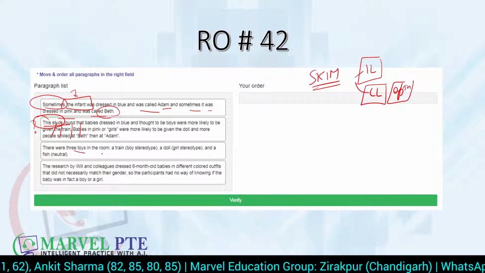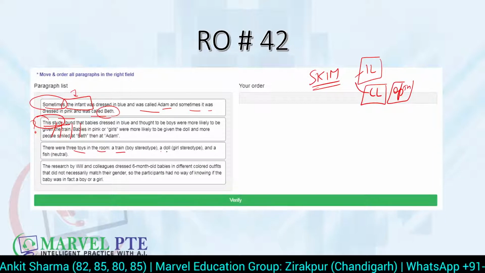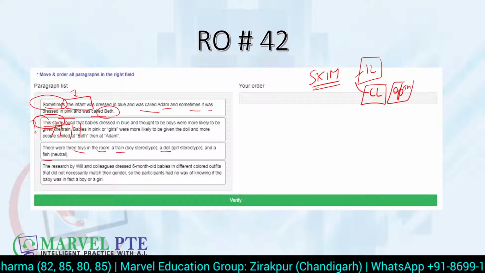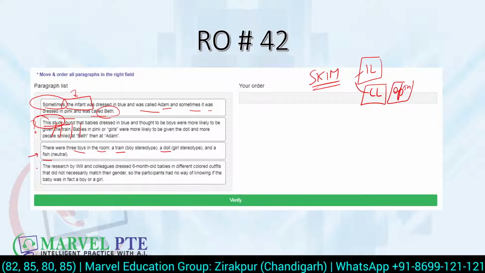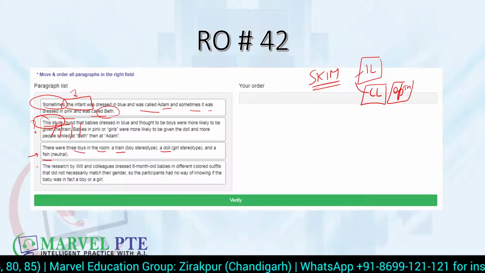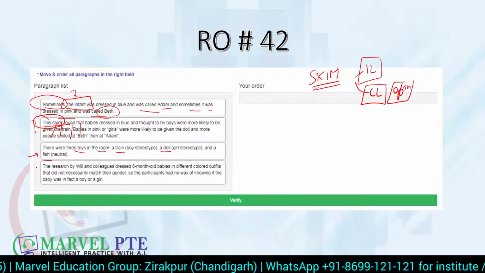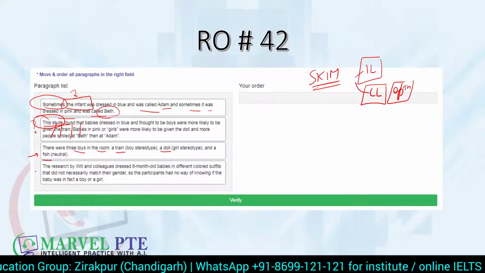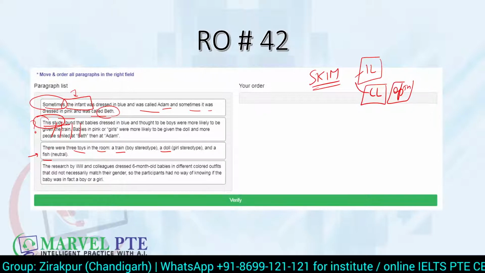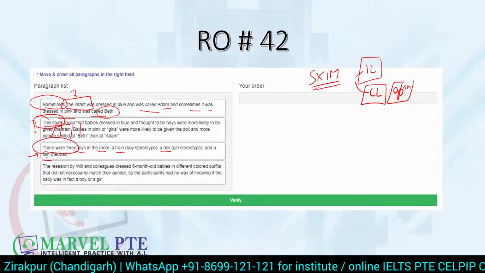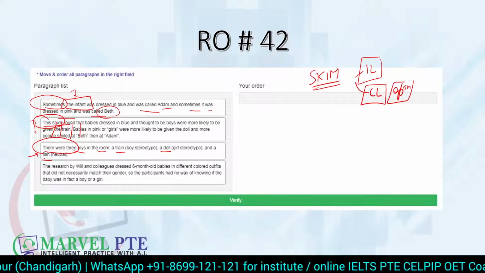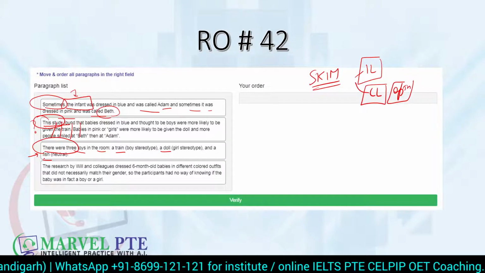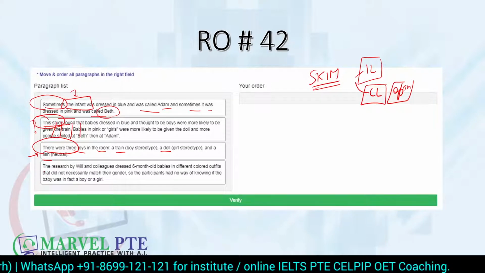There were 3 toys in the room: a train, a doll, and a fish. So here it is being said that there were 3 toys in a room. Okay, there is a train, a doll and a fish. Seems like it's not an independent line. As if we were already talking about something, that's why we say there were 3 toys, 'there were'. So that's why it's not an independent line either.